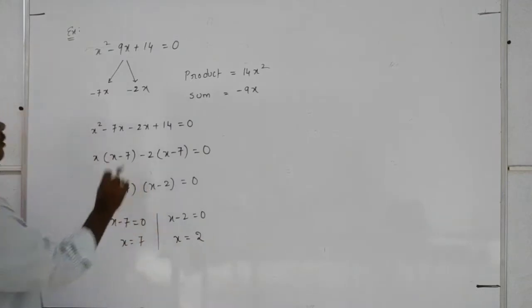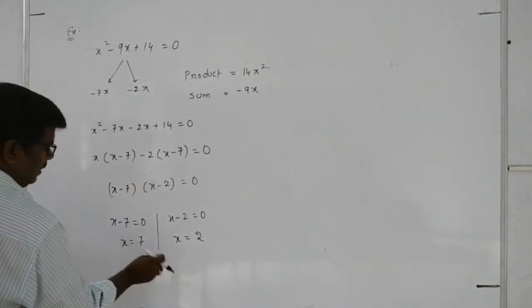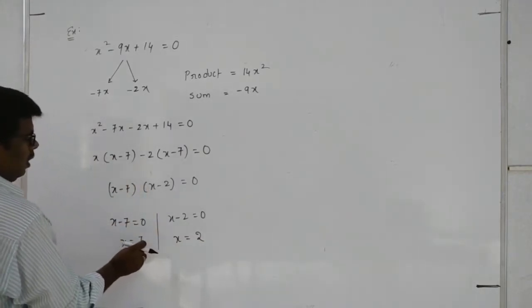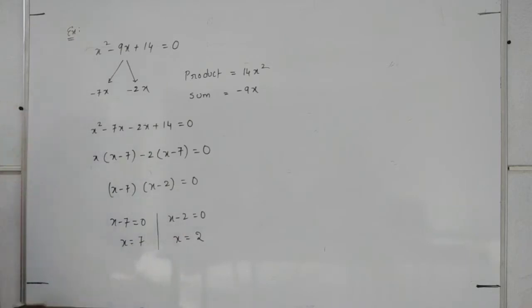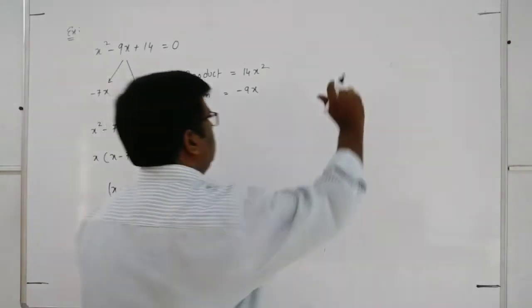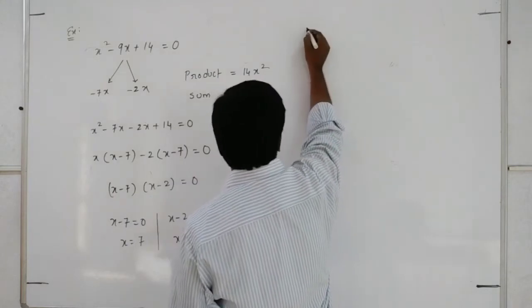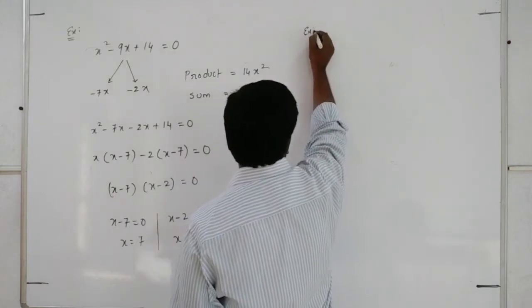So like this, we have real and distinct roots. Here one is 7, another one is 2. In the same way, if you take a few examples, you can solve them. So we can practice it here. What more examples?